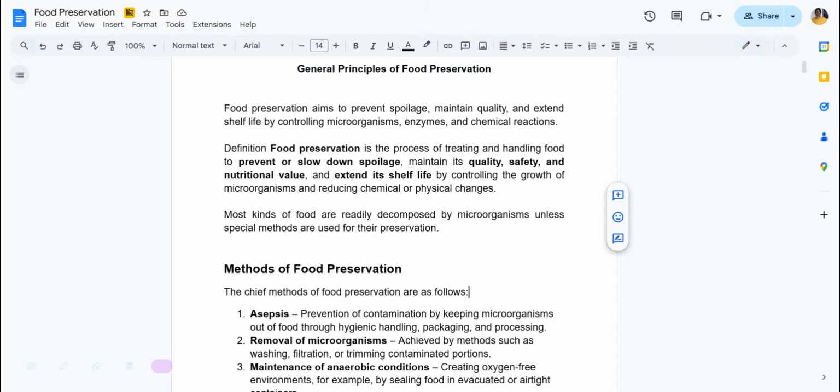Good morning, students. Today we are going to study a topic, general principles of food preservation. Here we are going to try to understand what is preservation, the definition of preservation, and methods of preservation.